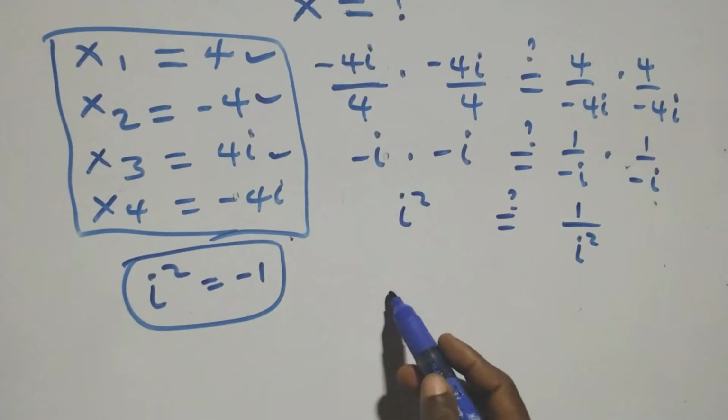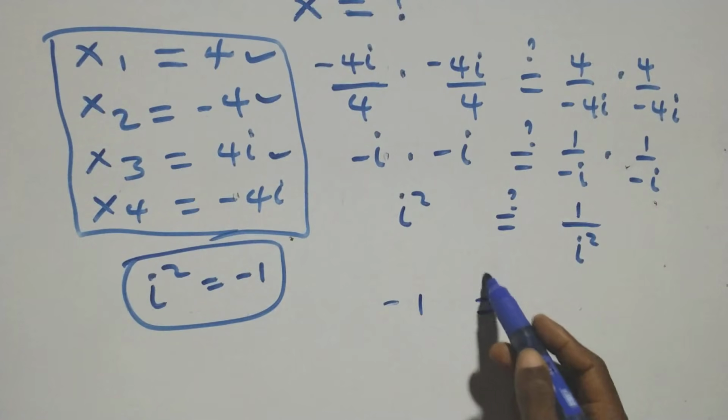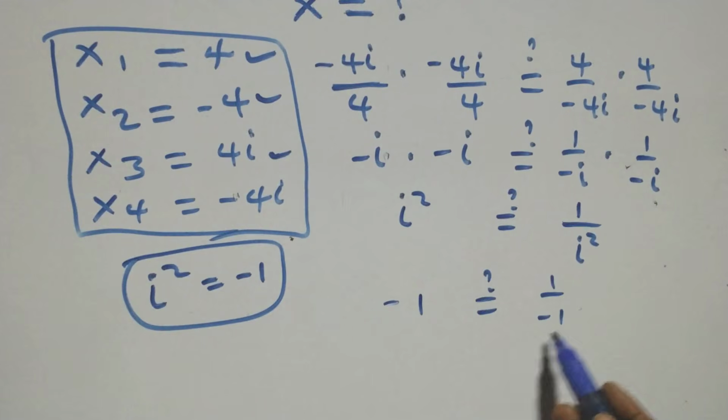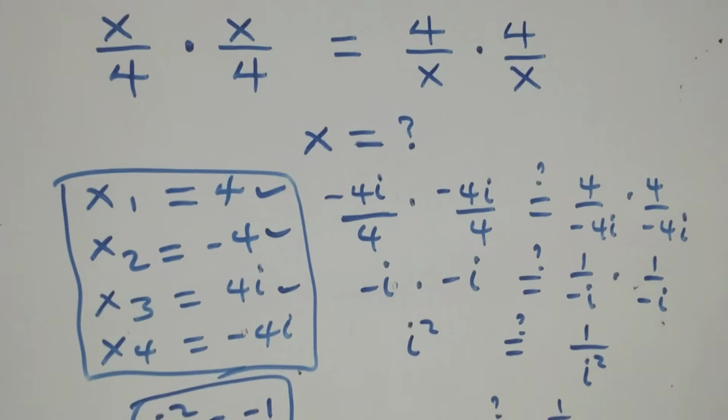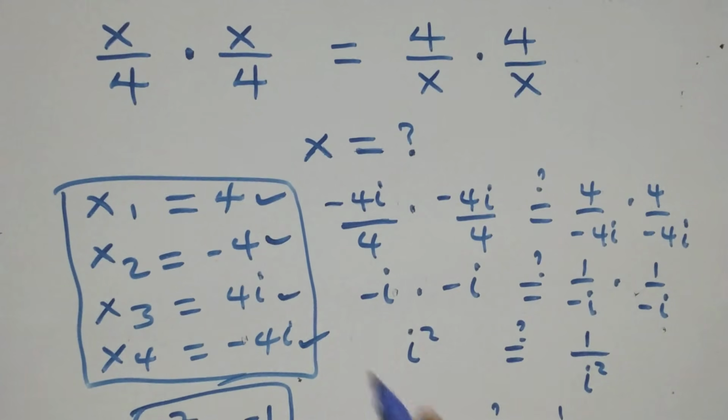This here i square is minus 1. Is it equals to 1 over also minus 1? Minus 1 here equals to 1 over minus 1 is also minus 1. Left hand side equals to the right hand side. That is, x equals to minus 4i also satisfy this given problem.